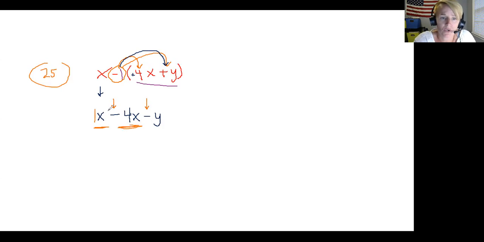And I have a -4x, or I could say 1x minus 4x. Either way, these are going to combine. These like terms are going to combine to a negative 3x.